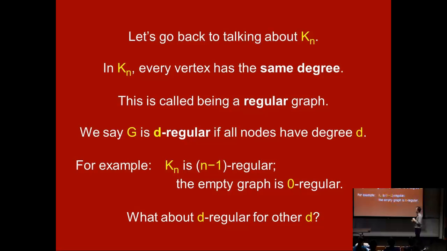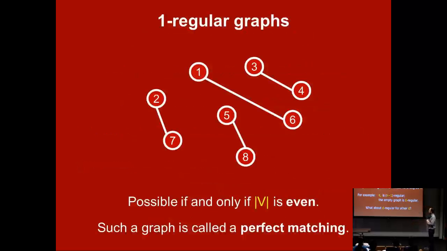Okay, so some simple examples. K_n is an n minus 1 regular graph. And the empty graph, where there are no edges at all, is 0 regular. Every vertex has degree 0. Okay, so let's talk a minute about d-regular graphs for other, more interesting values of d. We'll start small. What about d equals 1? What could a 1-regular graph look like? A graph where every vertex has degree 1.